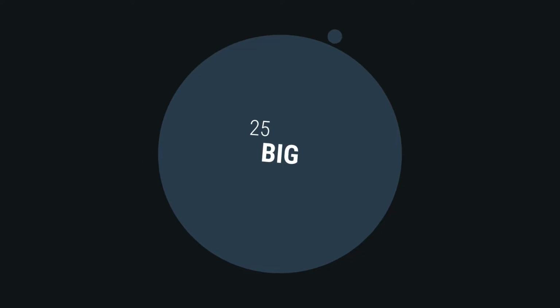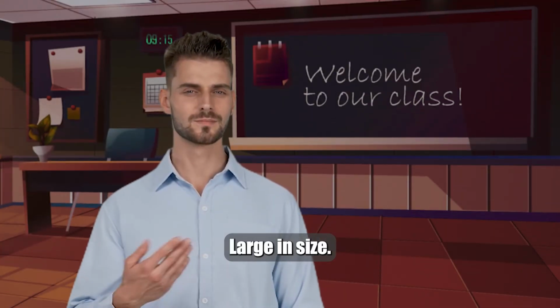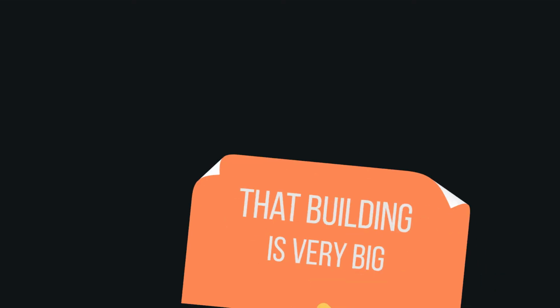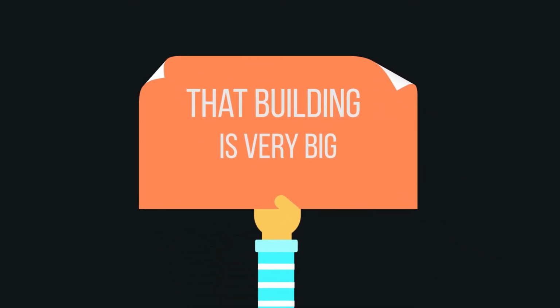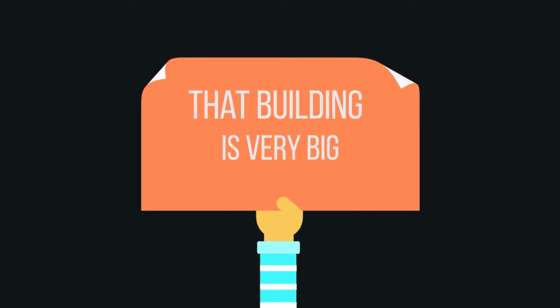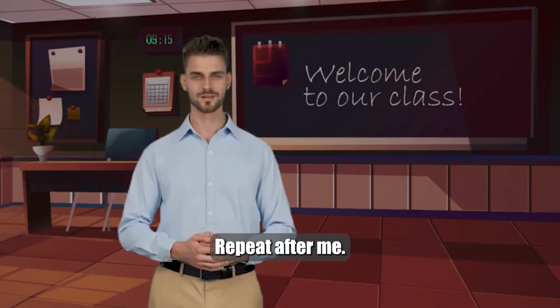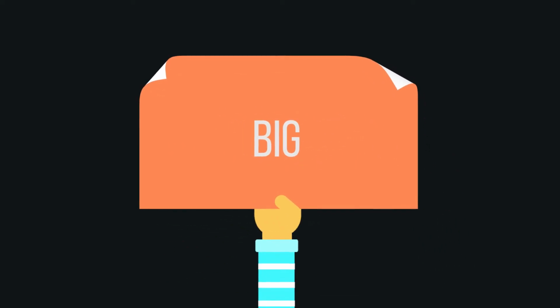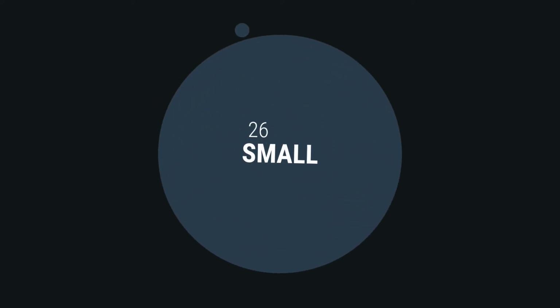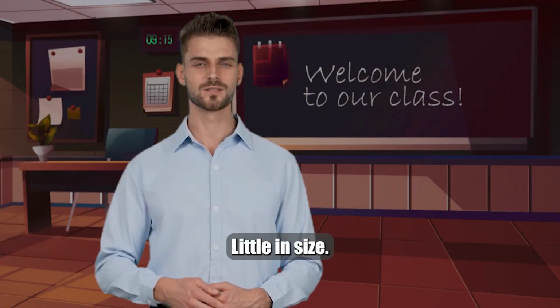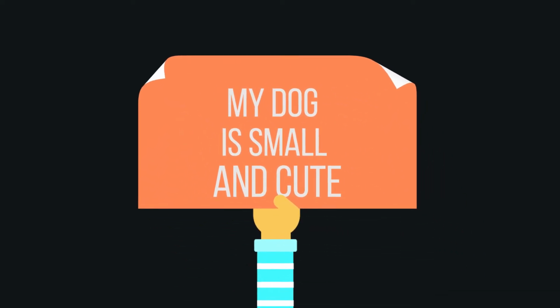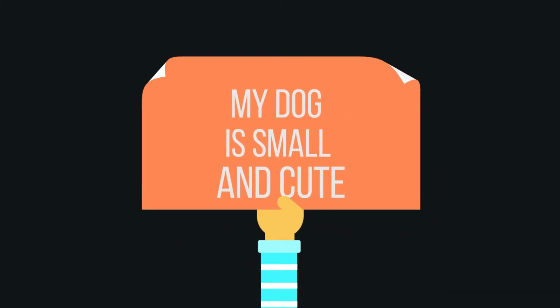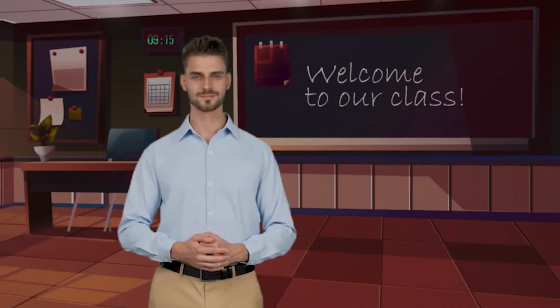25. Big. Large in size. Example. That building is very big. Repeat after me. Big. 26. Small. Little in size. Example. My dog is small and cute. Repeat after me. Small.